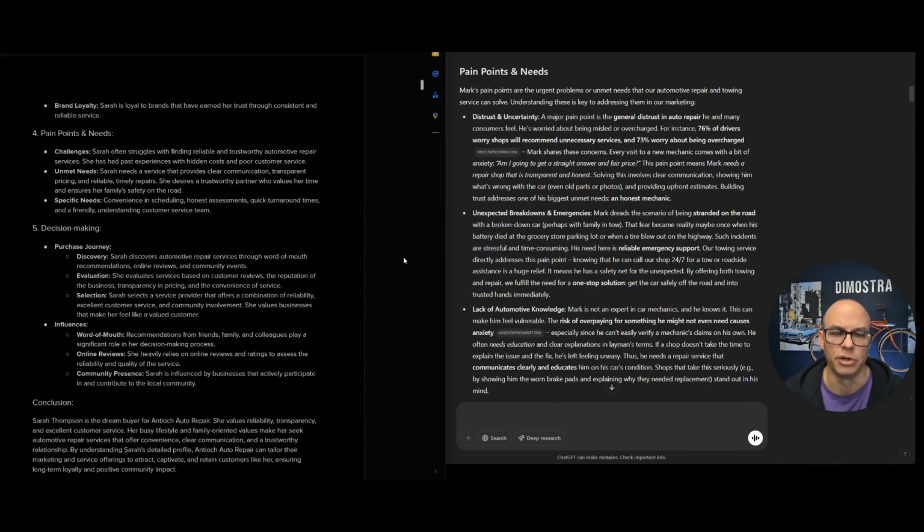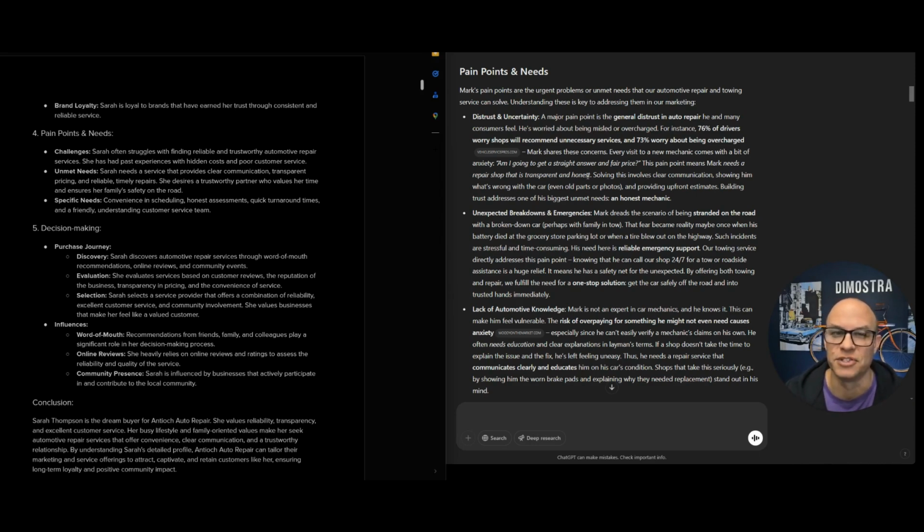Here's another thing that I'm going to point out on why this is so powerful. If we compare the pain points and needs sections here, the one from O1 says the avatar struggles with finding reliable and trustworthy automotive repair services. If we look over here at the new one, a major pain point is the general distrust of auto repair he and many consumers feel. He is worried about being misled or overcharged. So they are saying similar things, but the detail is more specific in the new model.